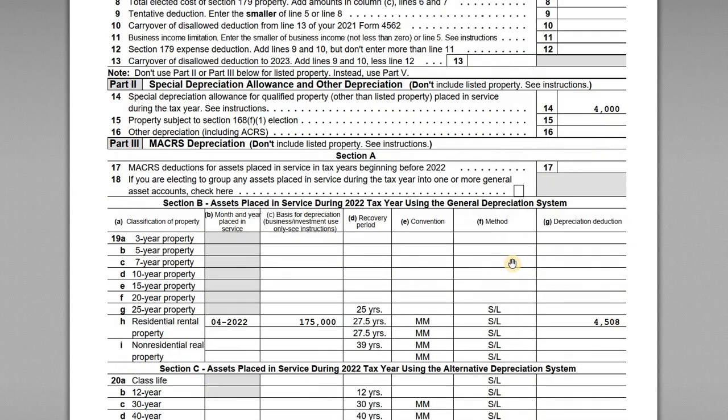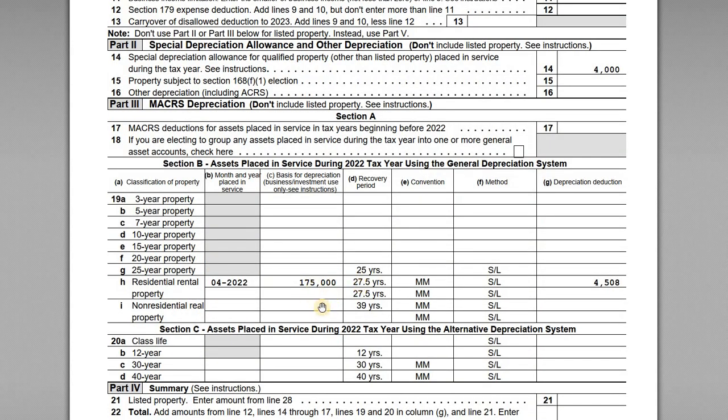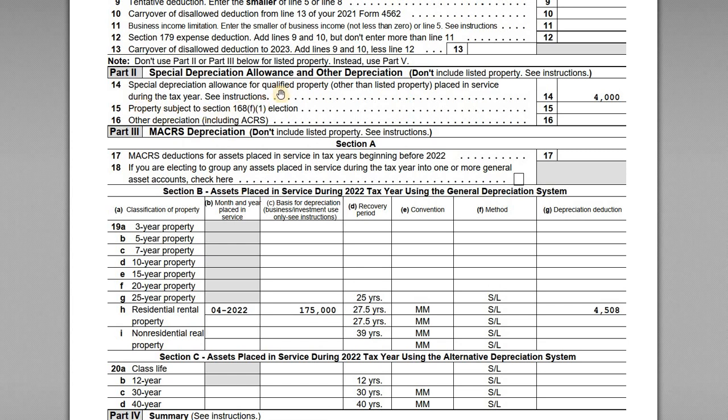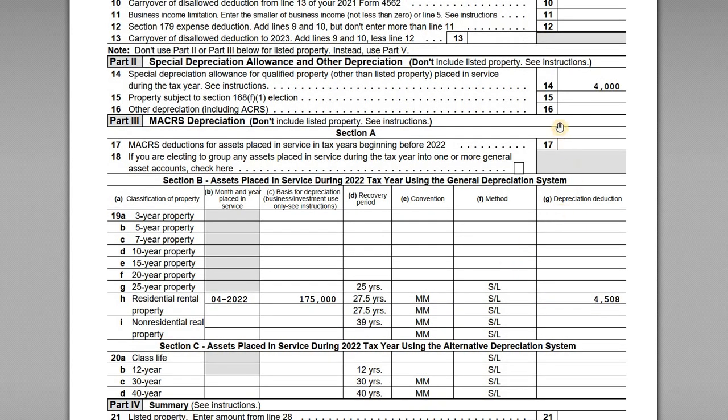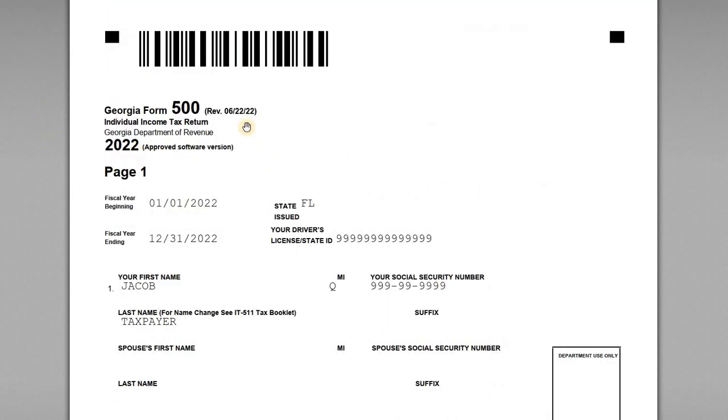So if we look at the 4562, we can see the depreciation of the building, right? Residential rental property depreciated over 27 and a half years. And we're taking the special depreciation allowance, the bonus depreciation on line 14 for that $4,000 worth of new appliances. All right. So that's the total depreciation that we're claiming for federal purposes. And what we'll see is an adjustment for the bonus at the Georgia state level. So let's have a look at the GA 500 here.